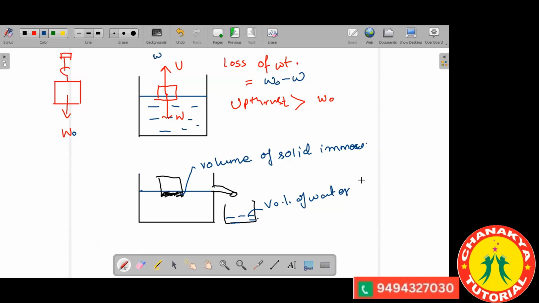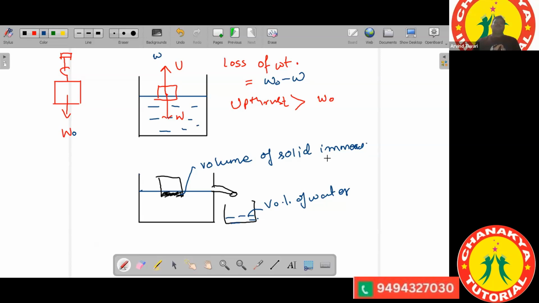So let's continue now. See, what we did in the first experiment, we took the block and weighed this block in air. Let that weight be W naught. We put that block in water and again weighed it using the spring balance. So its weight is W. Hence, the loss of weight is equal to W naught minus W. And here we also observe that when we immerse this block, some amount of water is displaced out of it, and this is the volume of the water displaced.